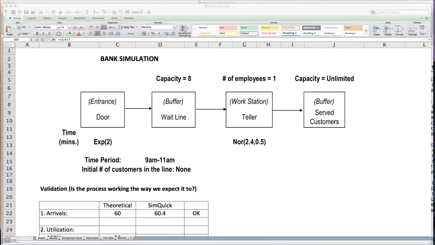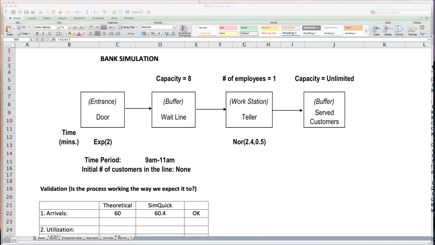There's only one teller there right now. It takes 2.4 minutes to process a customer, and the standard dev is 0.5 minutes following a normal distribution. And when people are done in the system, they leave. So we send them to that virtual wait line. It's that buffer that we set up at the end of the process, simply to get SimQuick to capture the number of people that have made it through to the end of the process. So we don't put a limit on the capacity, we allow it to count as many people as naturally make it through the process. So we set the capacity to unlimited.